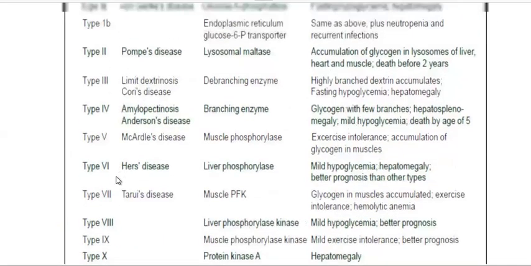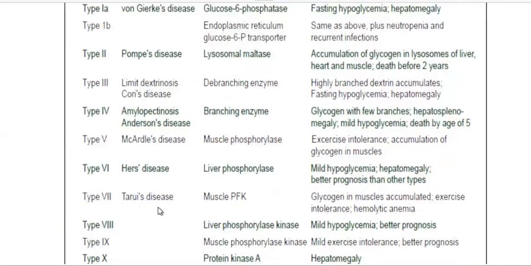Type 7, Tarui disease: muscle PFK is deficient, glycogen accumulates in muscles, with exercise intolerance and hemolytic anemia. Type 8: liver phosphorylase kinase, with mild hypoglycemia and better prognosis. Type 9: muscle phosphorylase kinase is the deficient enzyme, with mild exercise intolerance and better prognosis. Type 10: protein kinase A disease, with hepatomegaly; the deficient enzyme is protein kinase A.